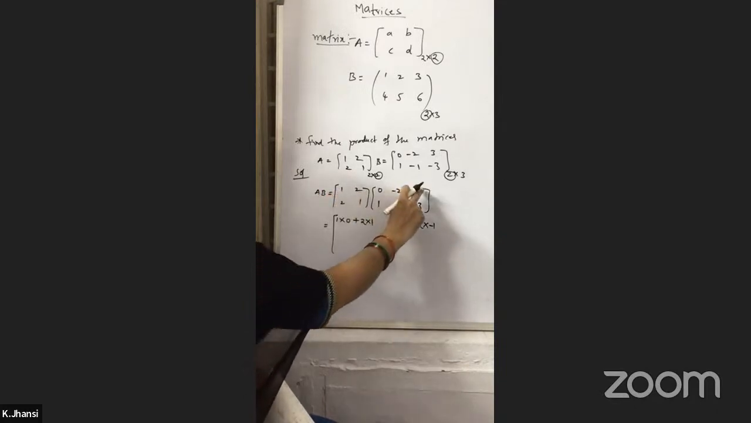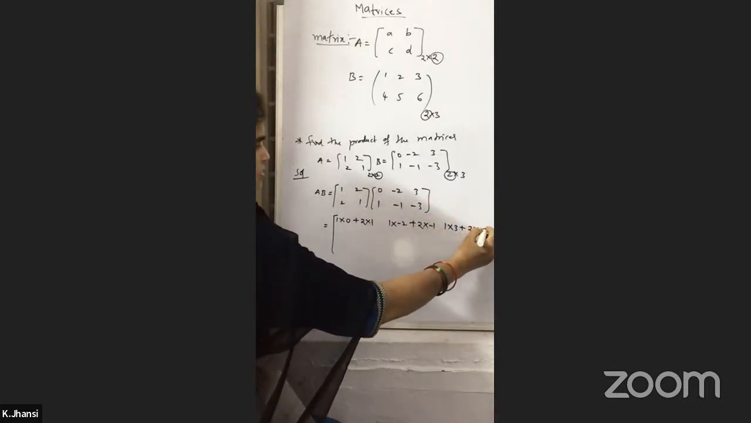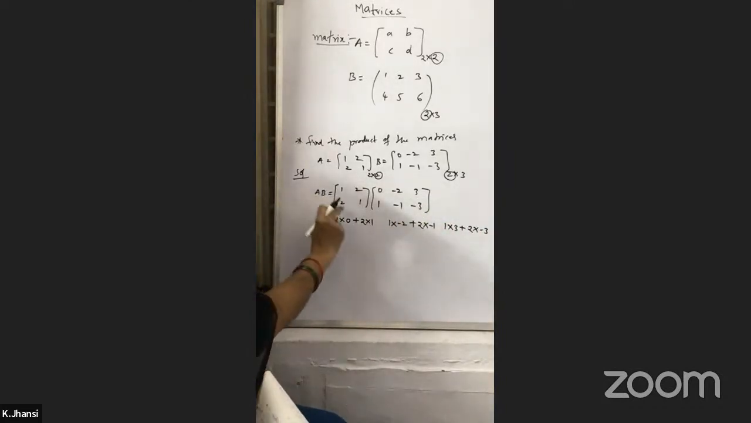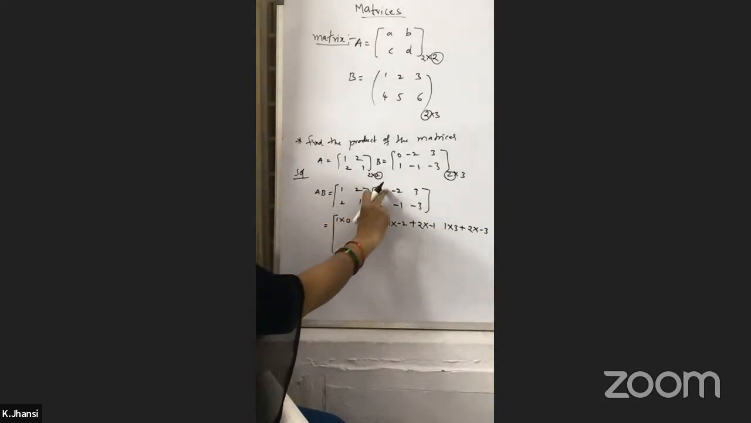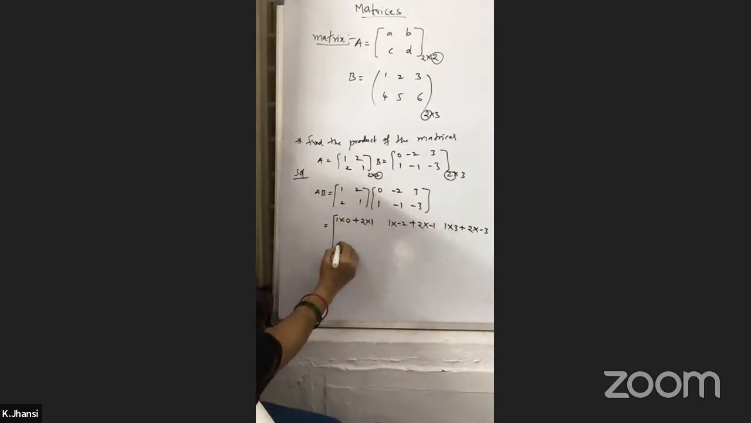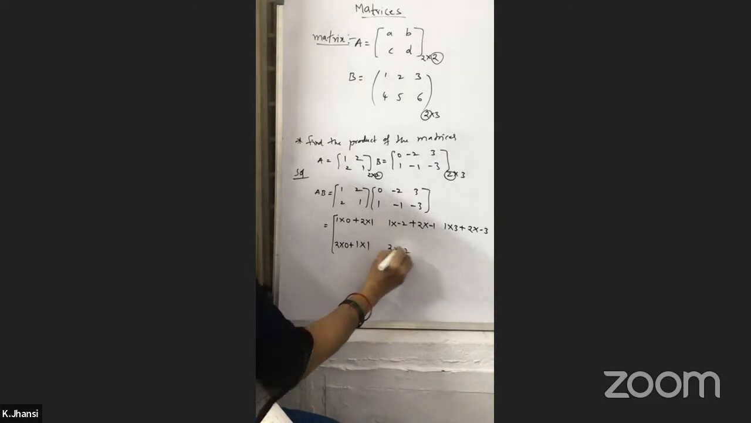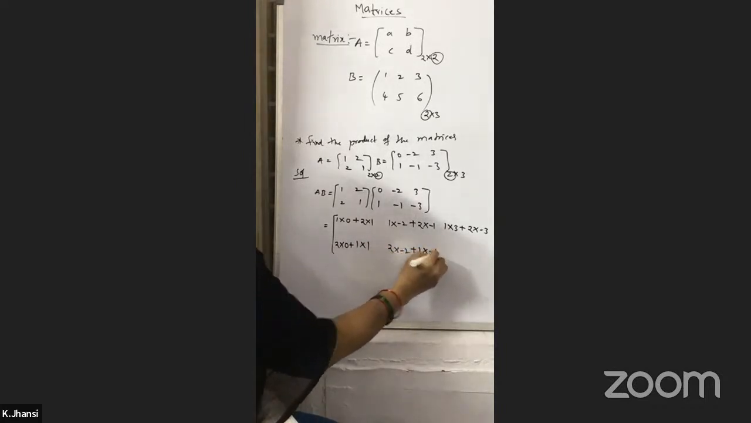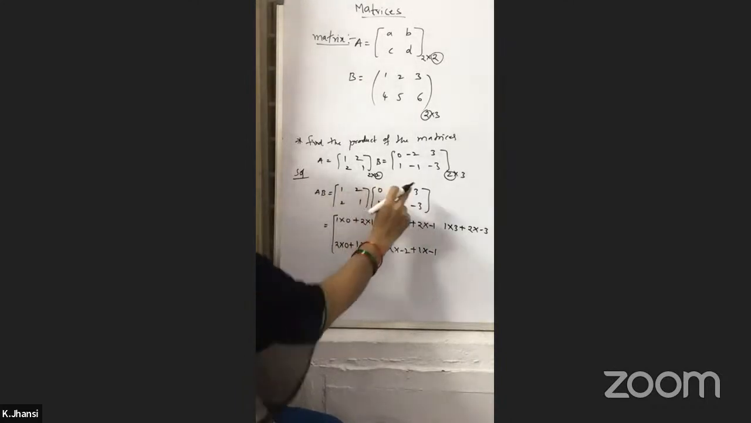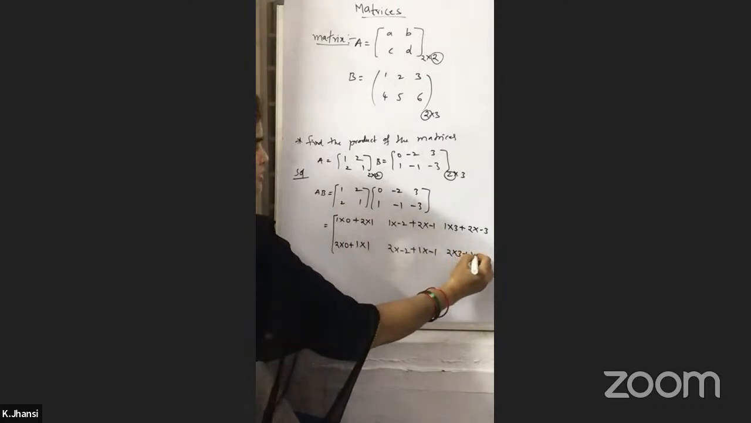Next, first row and third column. So third column is 1 into 3 plus 2 into minus 3. Okay. Next, second row, same. First column, second column, third column. That is 2 into 0 plus 1 into 1. Next, 2 into minus 2 plus 1 into minus 1. Okay. Next, 2 into 3 plus 1 into minus 3.